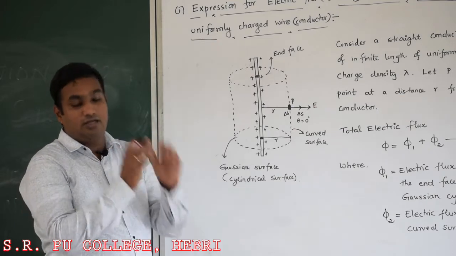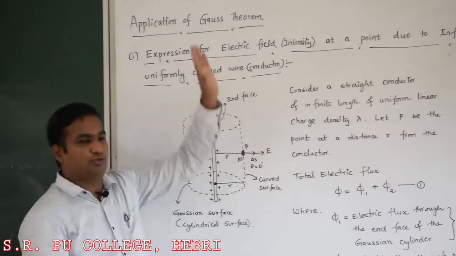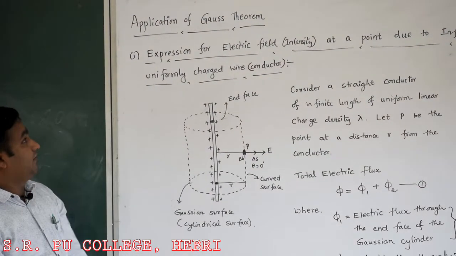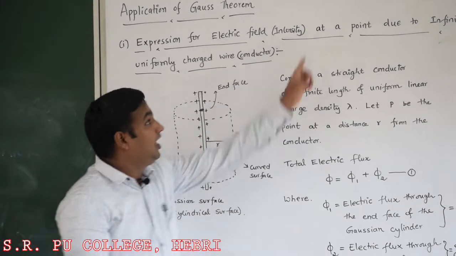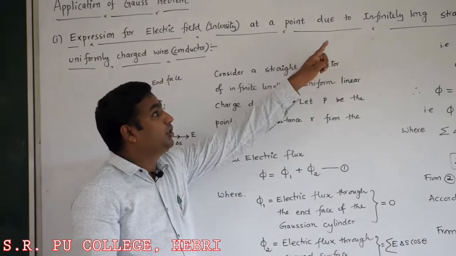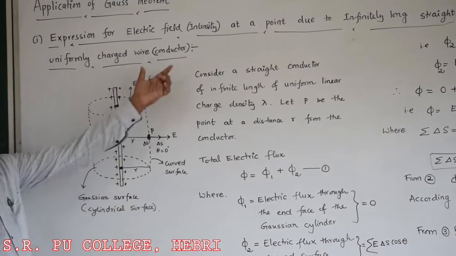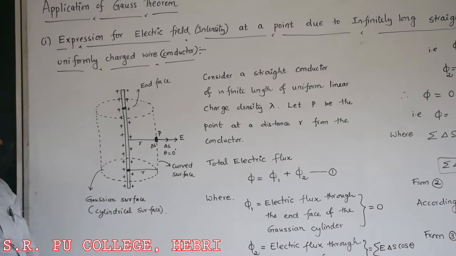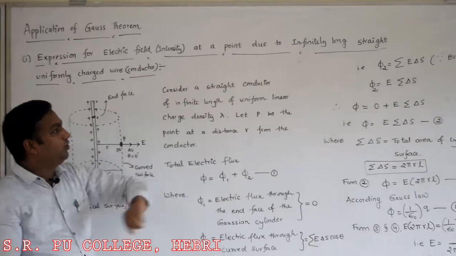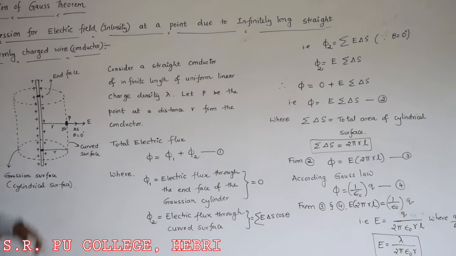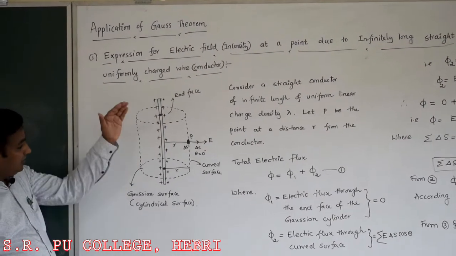By using these three important steps, the next important part is the application of Gauss theorem in electrostatics. In that application, the first important thing is the expression for electric field or intensity at a point due to an infinitely long straight uniformly charged wire or conductor. I repeat, the expression for electric field or intensity at a point due to an infinitely long straight uniformly charged wire or conductor. And again the diagram is like this.